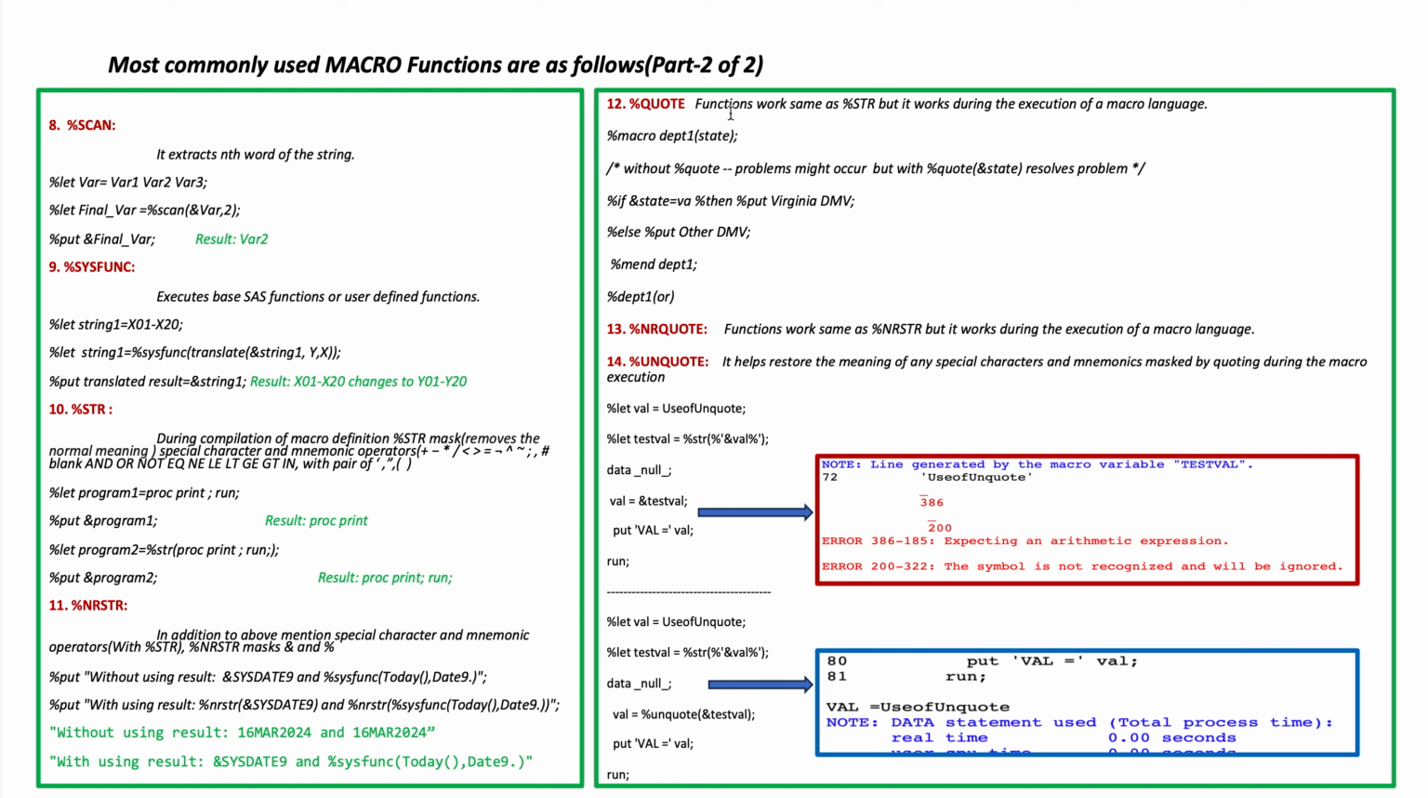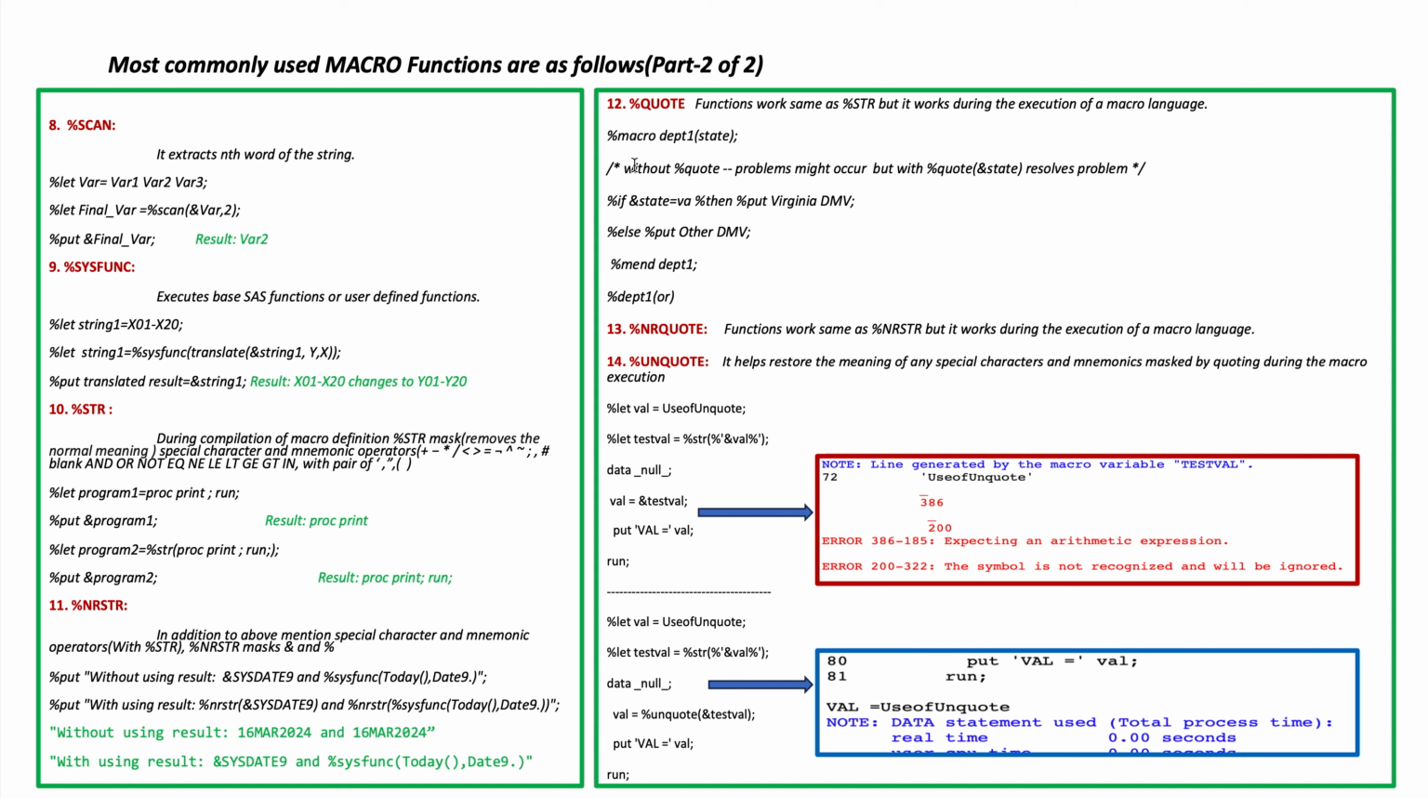Number 12, %quote. The %quote function works the same as %str, but it works during the execution of the macro language. In the macro language, there is a two-step process. The first one is compilation, the second one is execution. In general, compilation checks for errors. If everything is okay, then it pushes to execution. Here is one example.